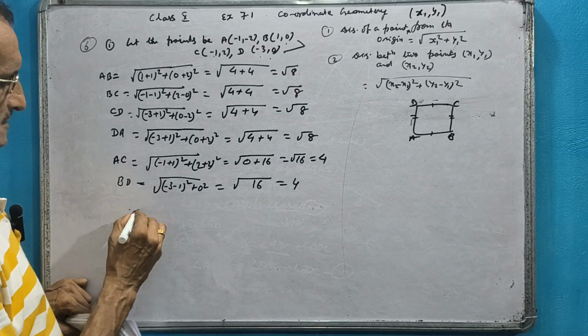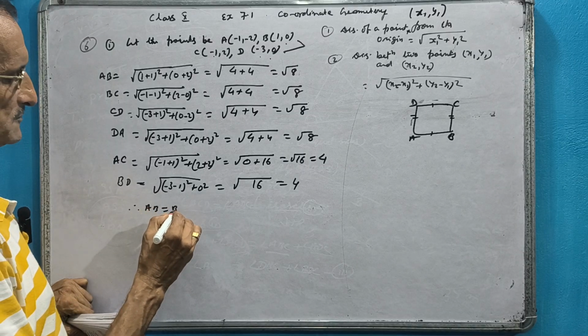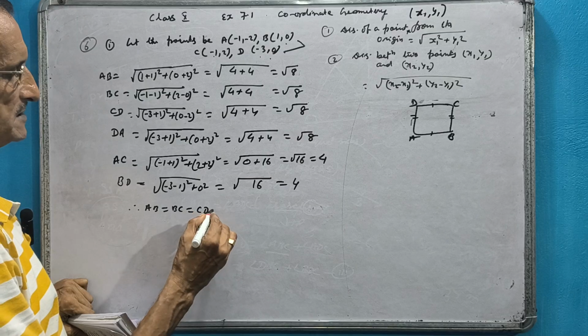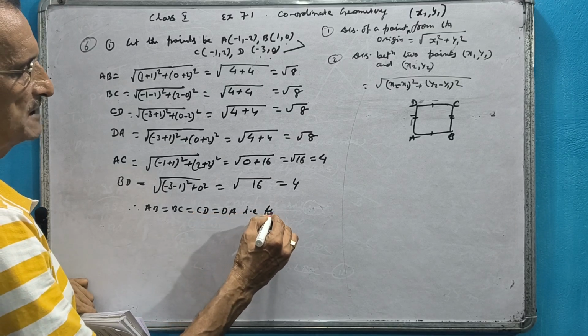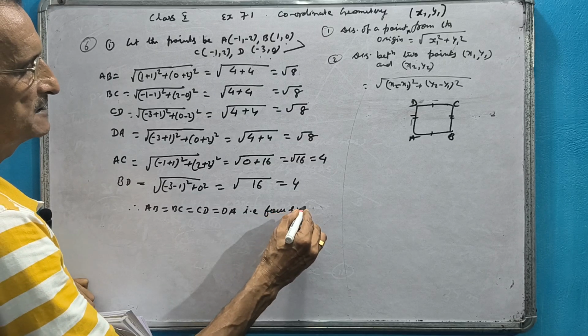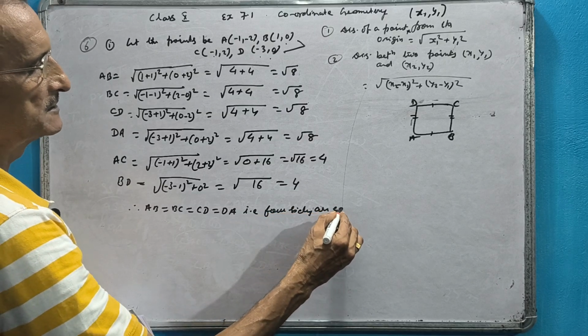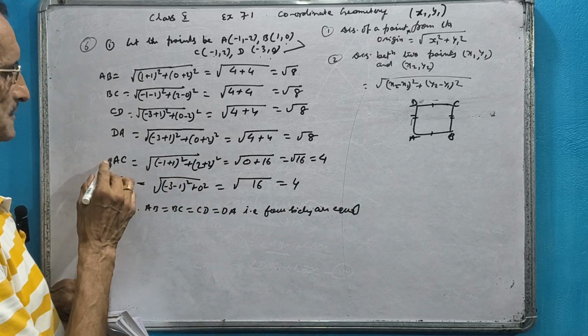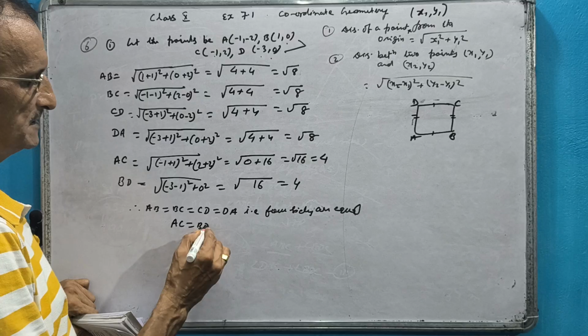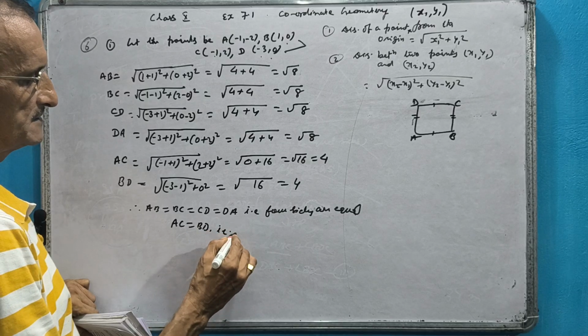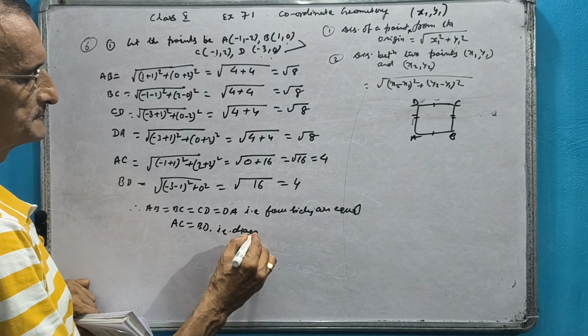So what have we got? Therefore, AB equal to BC equal to CD equal to DA. That is, four sides are equal. Also we have got AC equal to BD. That is, the diagonals are also equal.